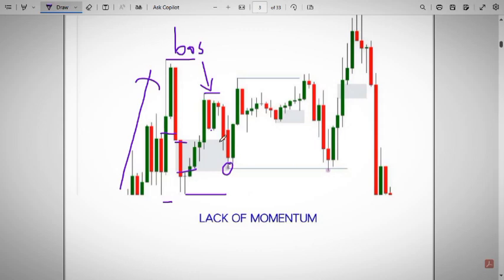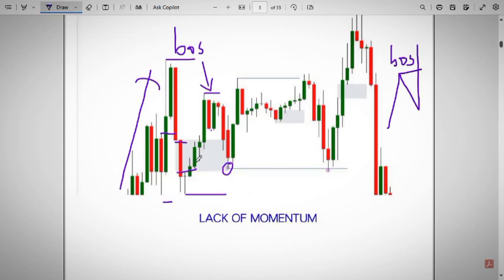Why? Because structure is very weak here. The structure is consolidating. The structure is ranging. We don't have the true push. We don't have the momentum, like price showing breaks of structure for us to say, okay, now we can look for buys. There is no strong momentum here. We have very weak momentum. Price is just ranging here.